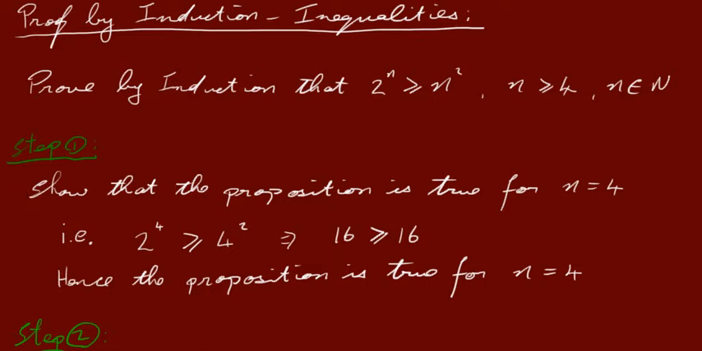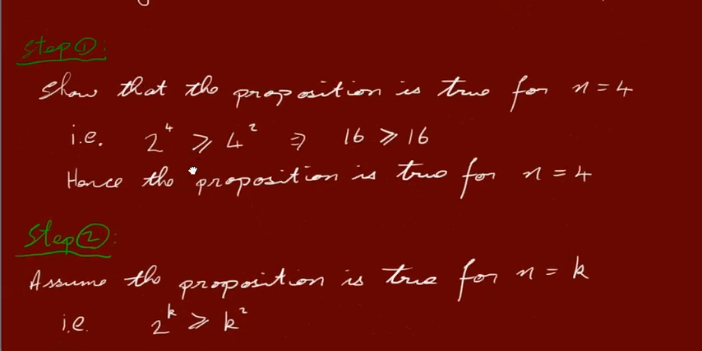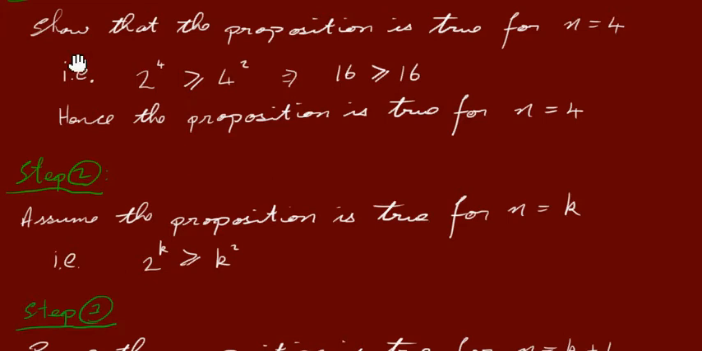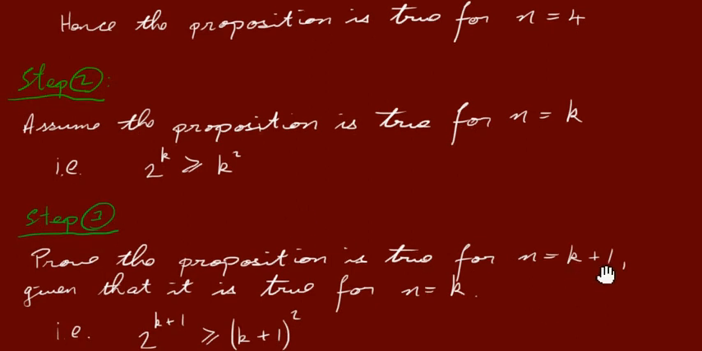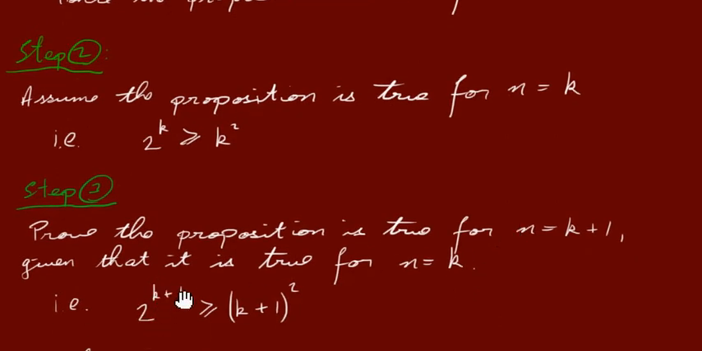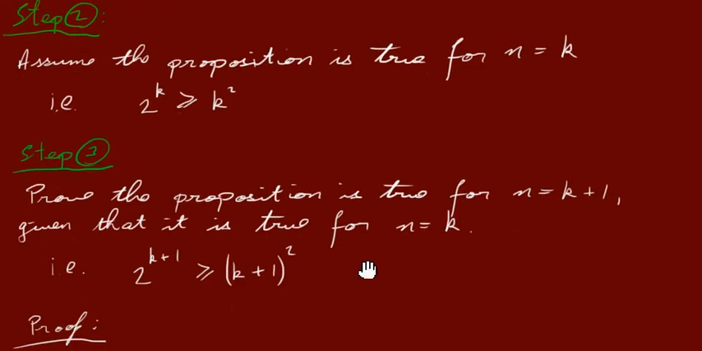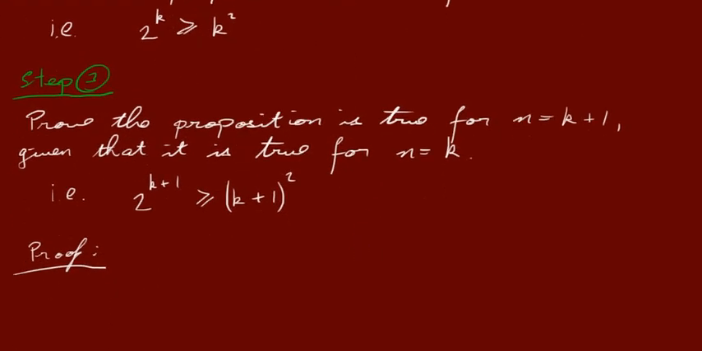Now, step 2 then is to assume the proposition is true for n is equal to k. So 2 to the power of k is greater than or equal to k squared. So we're assuming that this is true, and again step 3 here is to prove that the proposition is true for n is equal to k plus 1, given that we're assuming that it's true for n is equal to k. So in other words, 2 to the power of k plus 1 greater than or equal to k plus 1 squared. Just put in a k plus 1 here and here. This is what we want to prove. Now, let's start the proof then.